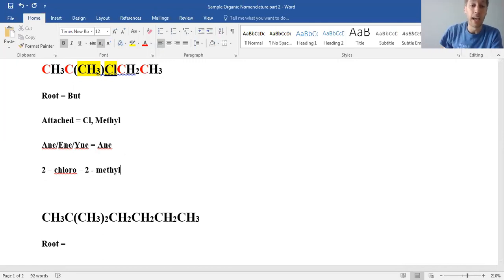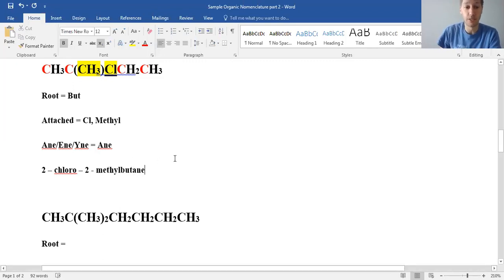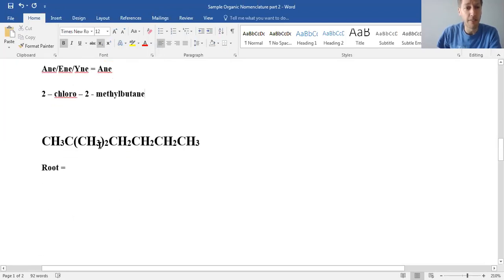2-chloro-2-methyl. Okay, we add a YL because the YL is to specify that it's a branch. It's a 1 carbon branch. All right. But meaning that it's 4 carbons in the main chain. Ane because it's all single bonds. So on the next one, you'll see that I have a parentheses, then I have something else attached to it.